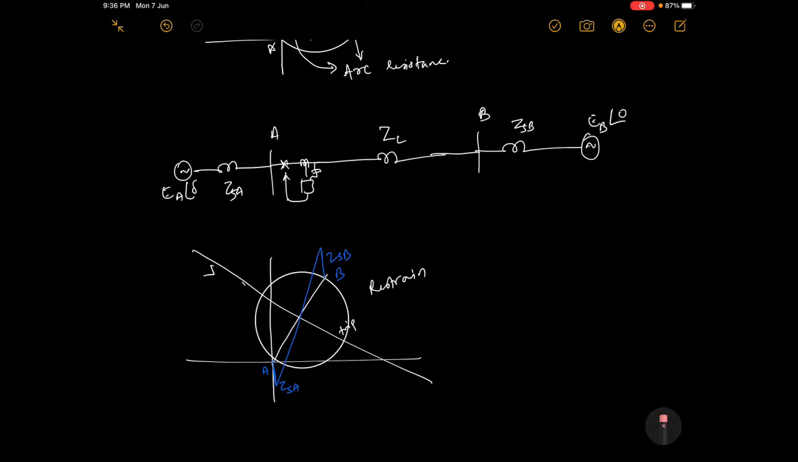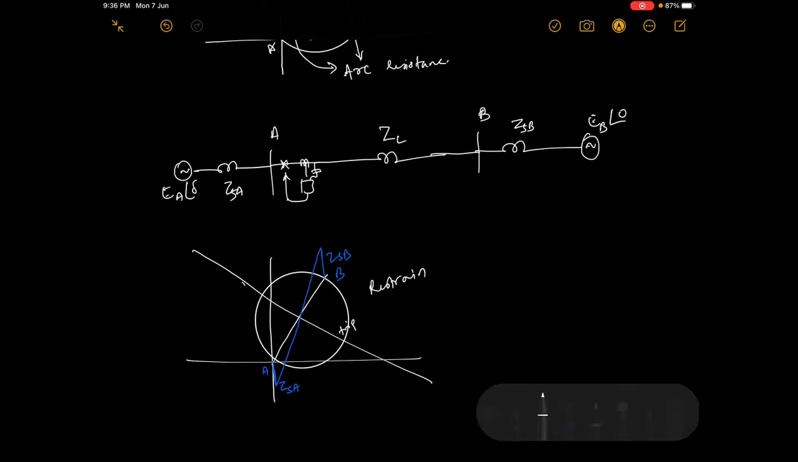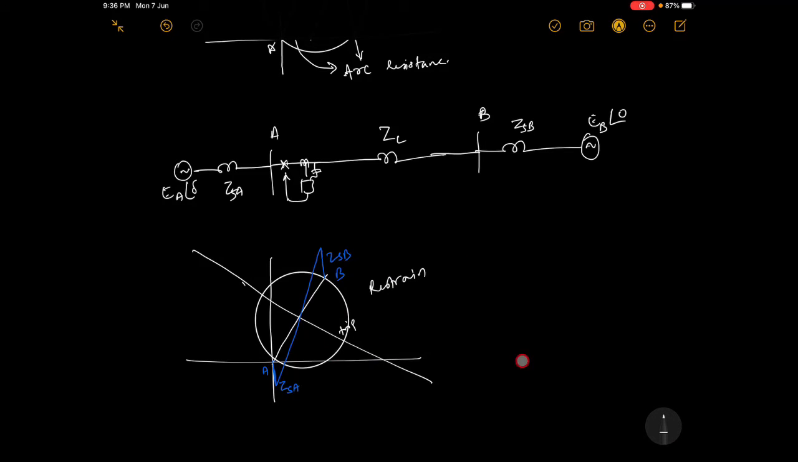Pardon the delay happening because of this technical writing. So this is our electrical center. We call it C, the electrical center, which we have also seen in previous cases. So this is the line that is the power swing.